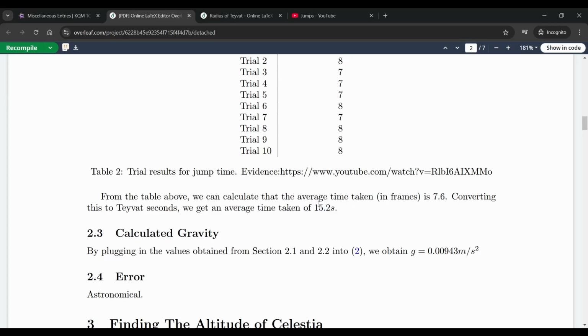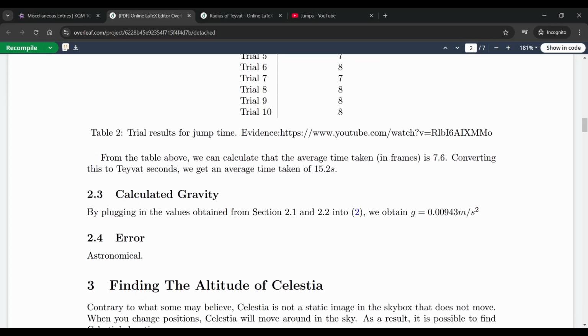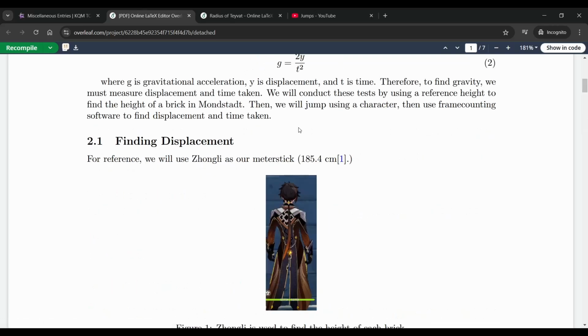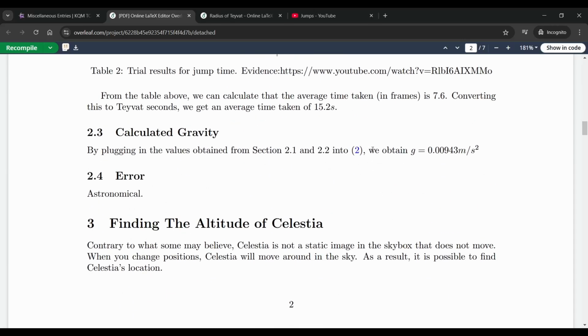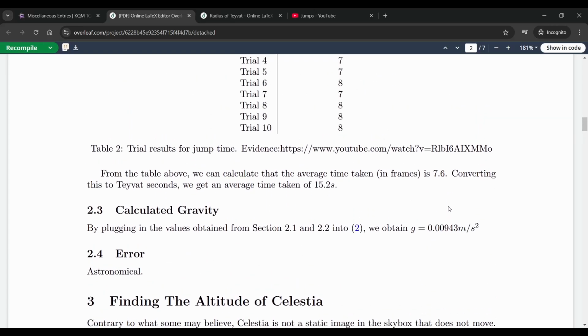That is weird. Okay, these numbers are getting a little weird. But I'll keep reading. By plugging in the values obtained from section, we obtain equation 2. Okay, equation 2. We obtain G is equal to this. That is really tiny. Hold on, what?